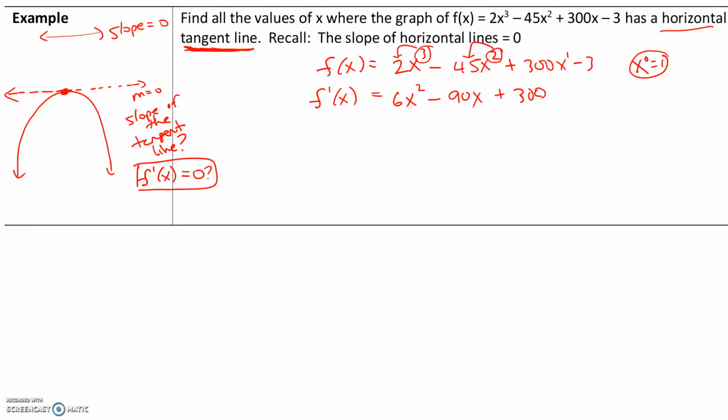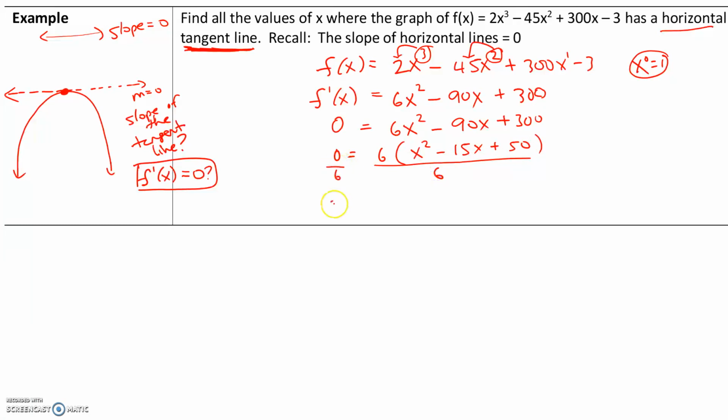But we want to figure out where the tangent line is horizontal. In other words, where is the slope equal to 0? So then we have 0 equals 6x squared minus 90x plus 300. If I factor out the 6, I'll be left with x squared minus 15x plus 50. Since 6 is a constant, I can divide through by it. So I get 0 is equal to x squared minus 15x plus 50.